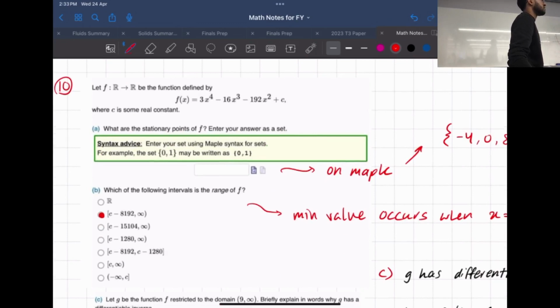Yeah, so if let's say C is equal to 0. So the red one that I'm doing here.